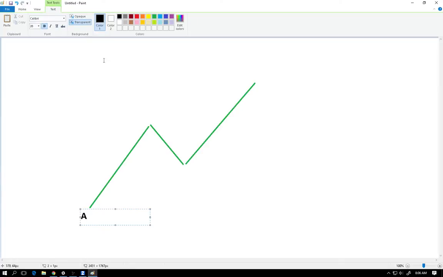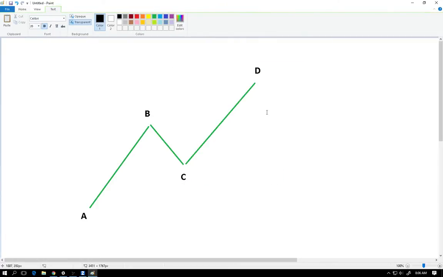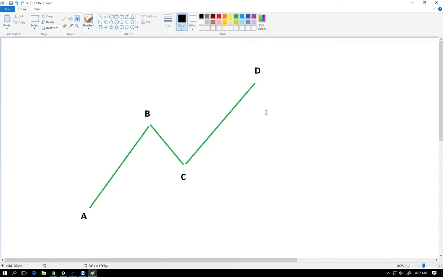Okay, so here's A, B, C, and D. Upwards or downwards, this is what we're looking for to form a correct Fibonacci ratio.